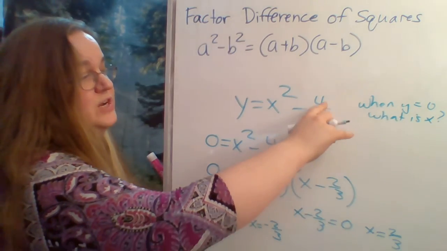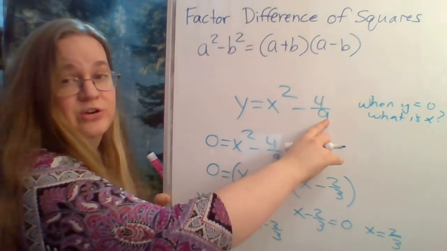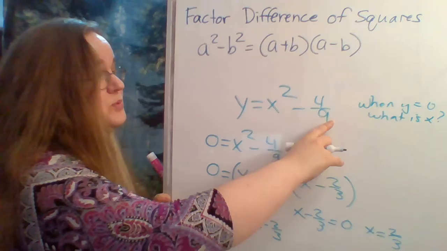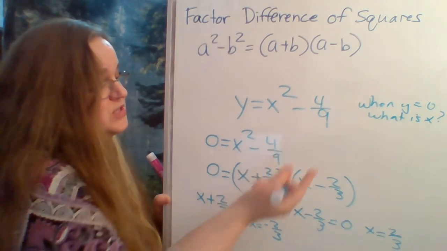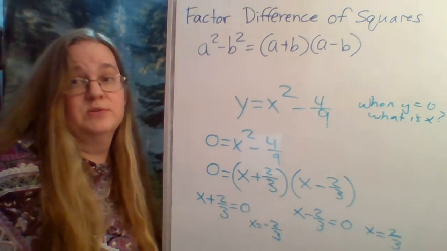So even when I have a fraction, I can take the numerator and denominator separately when I'm taking the square root. If they're both perfect squares, it works exactly the same as if it was with whole numbers.